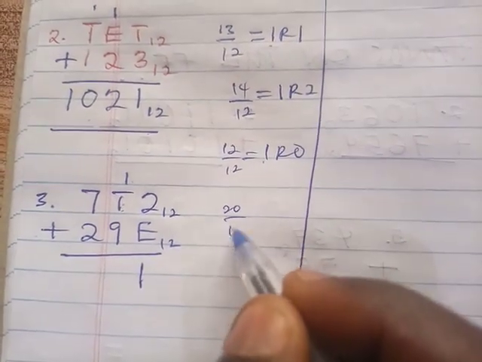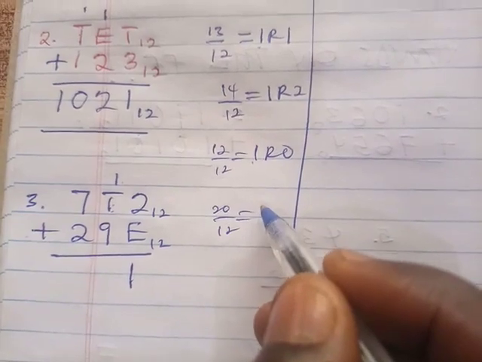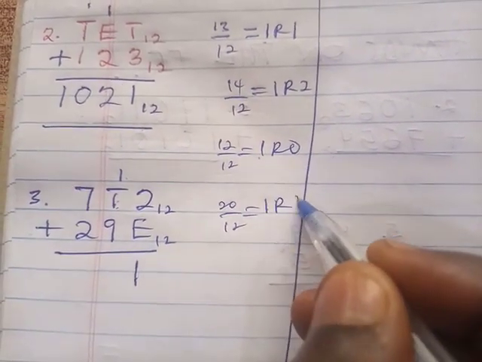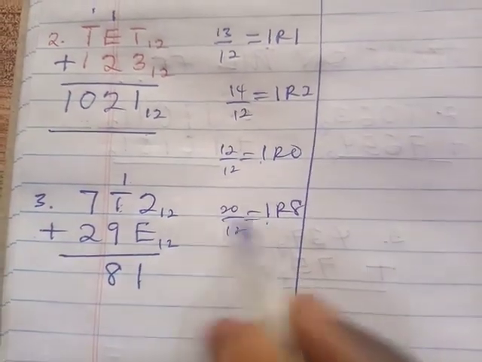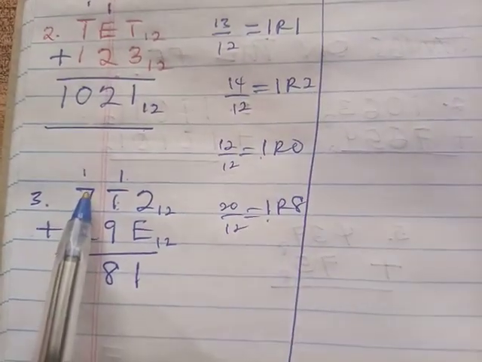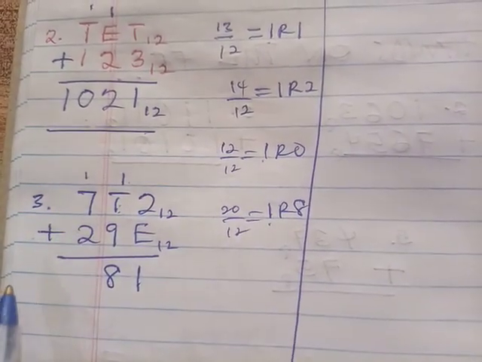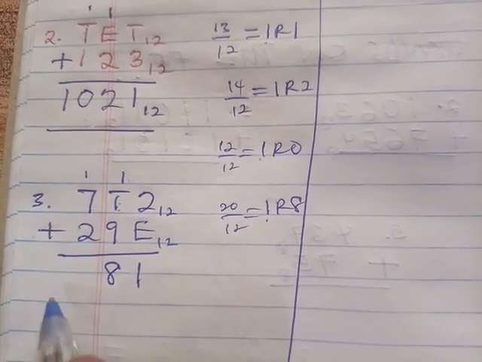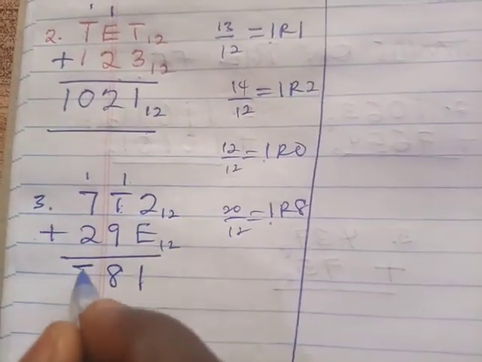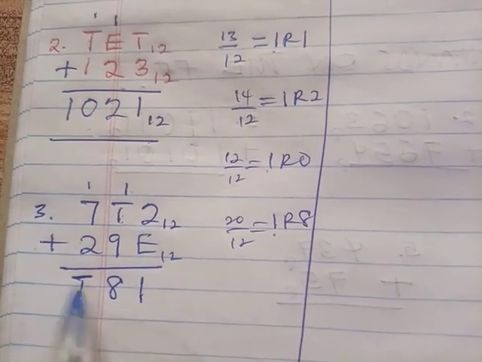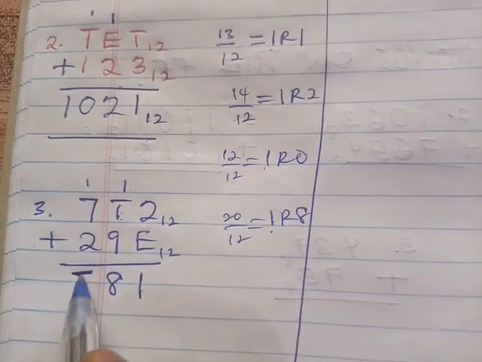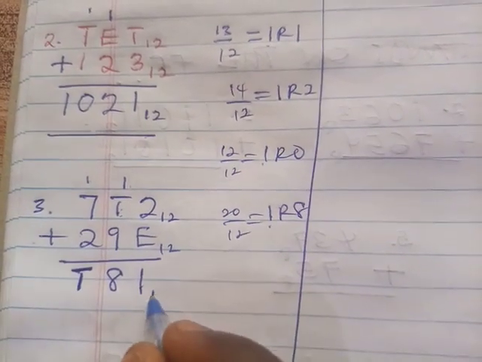So 20 divided by 12. 12 goes into 20 one time, remainder 8. So write the remainder 8 here, and the quotient 1 will be added here. 7 plus 1 plus 2, making 10. We can't write 10, we write t. When you write 10, 1, 0, it's assumed that it is 0, remainder 1. So you need to write 10 as t itself.